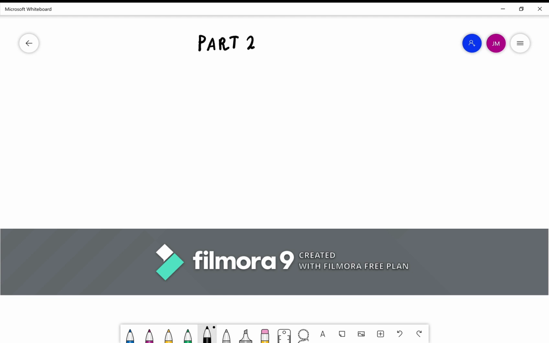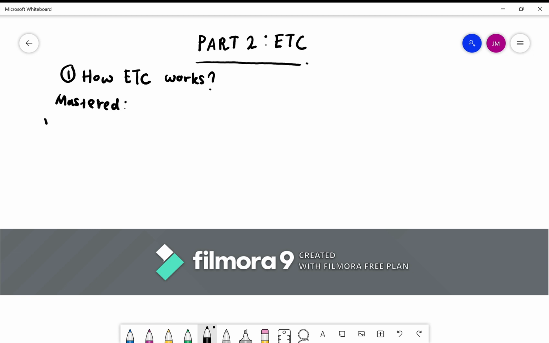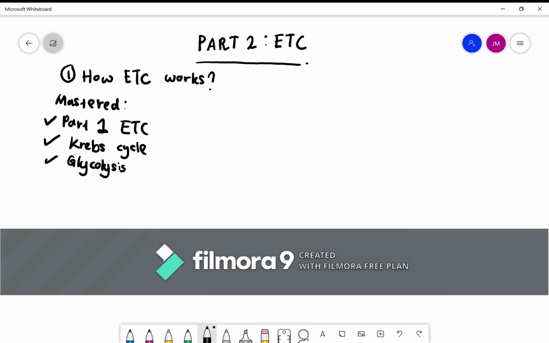Now, we're going to part 2 of the ETC. It is about how the ETC works. But first, we need to know very well part 1 of the ETC, the Krebs cycle, glycolysis, and the overview.